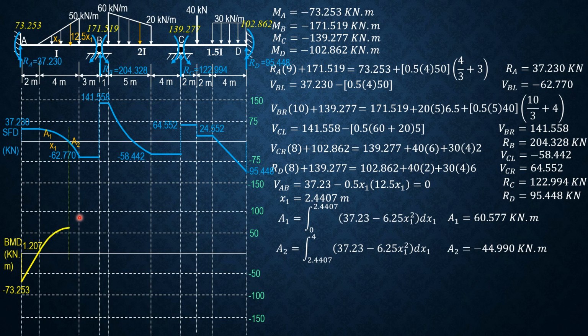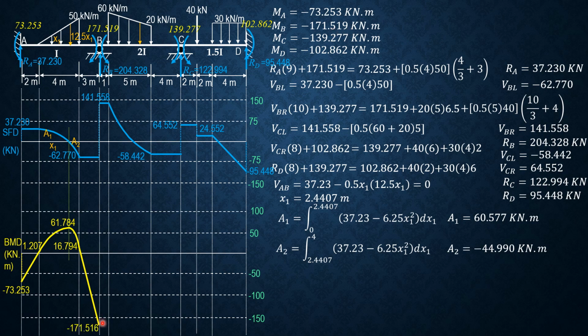So it is equal to 61.784. So 61.784 plus area 2, which is negative 44.99, it goes down to 16.794. Then plus this area here, which is negative 62.77 times 3, so it goes straight down, and it is equal to negative 171.516. This is supposedly the moment at B, and the moment at B is negative 171.519.